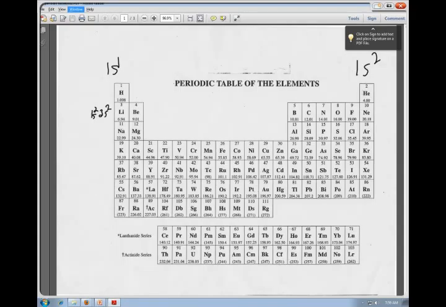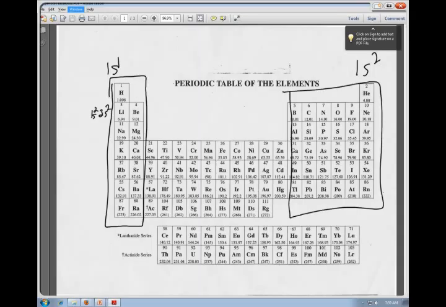What's happening is, notice how we've got these two blocks here, and 6 blocks over here. Notice this correlates really nicely to how many electrons fit into the S subshell. How many electrons maximum fit into the S subshell? It's 2. And this block happens to be 2 blocks wide. So we call this the S block.